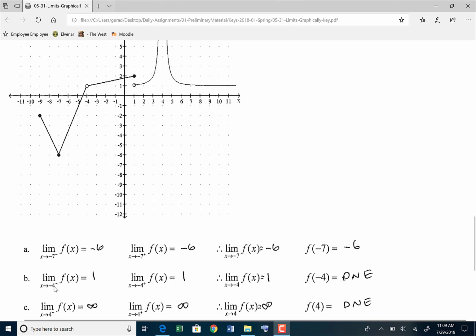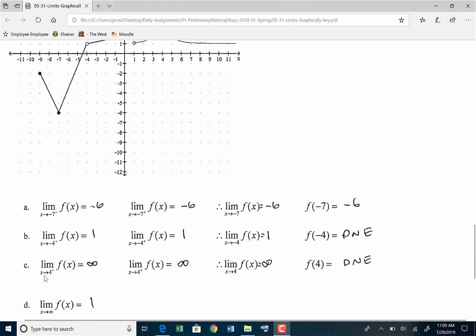And the next one is negative 4. So negative 4 on the left is approaching the open dot. Y value is 1. The graph on the right is approaching the same open dot. Y value is 1. So the limit on the left is 1. The limit on the right is 1. So the limit is 1. But because it's an open dot, the function evaluated there, there is no y value for us to evaluate.